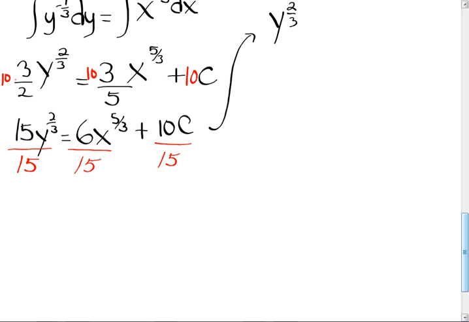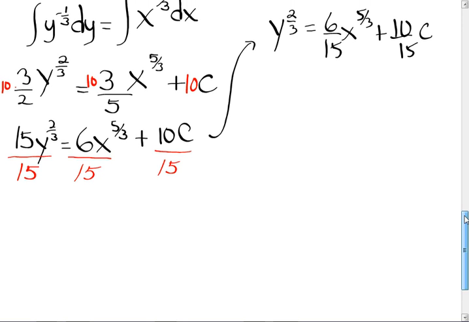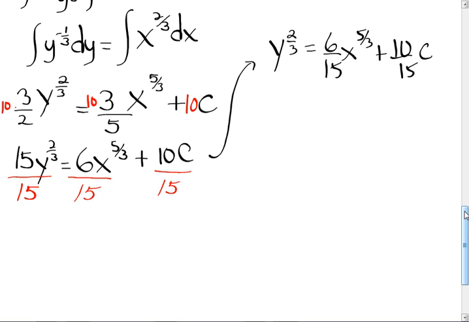I'm not going to simplify that. It's equal to 6/15 x to the 5/3 plus 10/15 c. And since this would be like an FRQ, still not, this is all for 1 point. Why would you do this? It's for 1 point. Because if you have time, I would do it. You want to get the point, but not many people do.